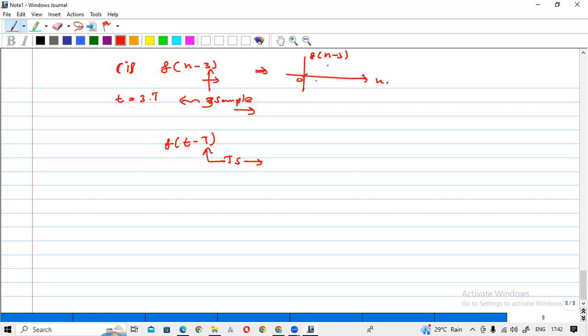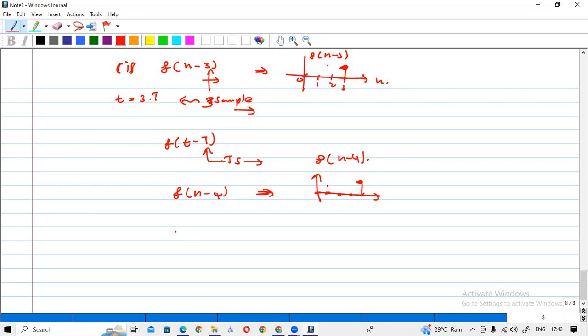So this is 0, this is 1, this is 2, this is 3, like this. And if I ask you to draw delta n minus 4 or something, you can easily draw it. It is shifting this way. So this is 0, first sample, second sample, third sample, and fourth sample. So this will be delta n minus 4.